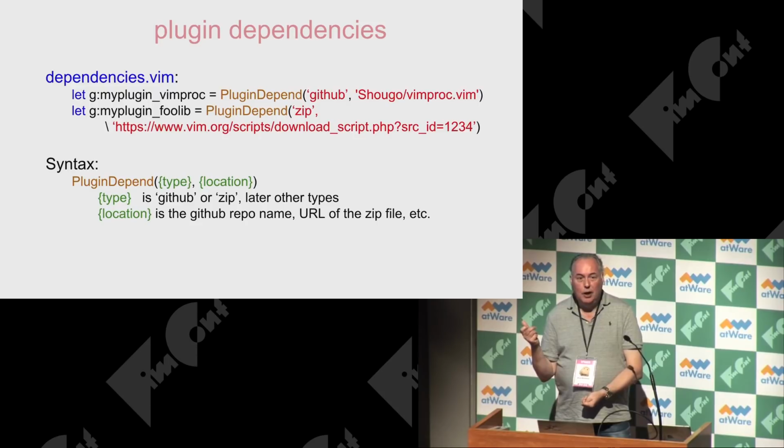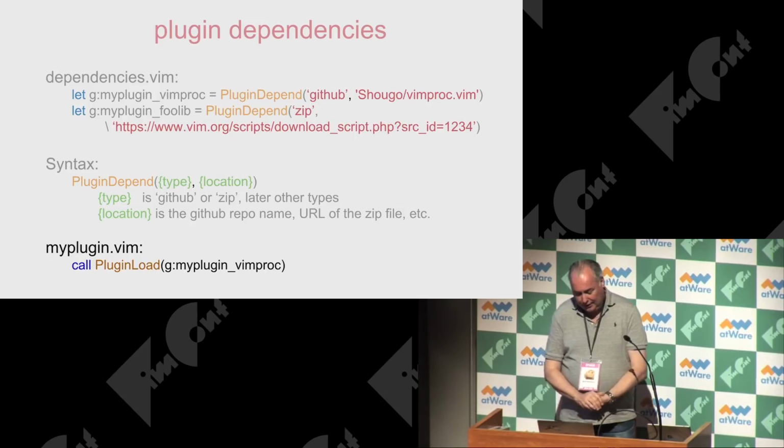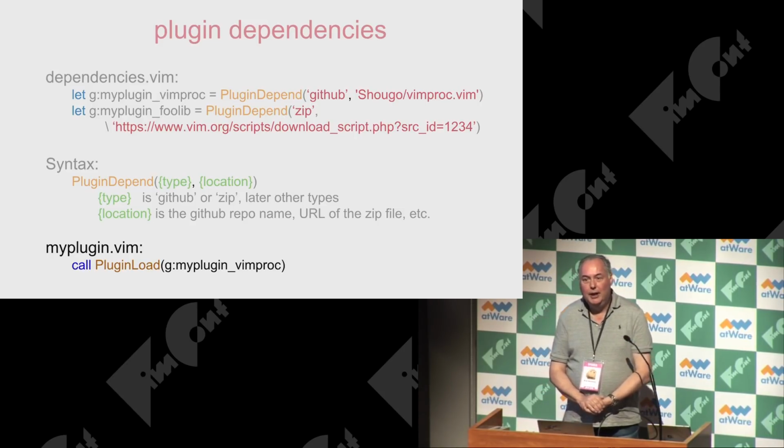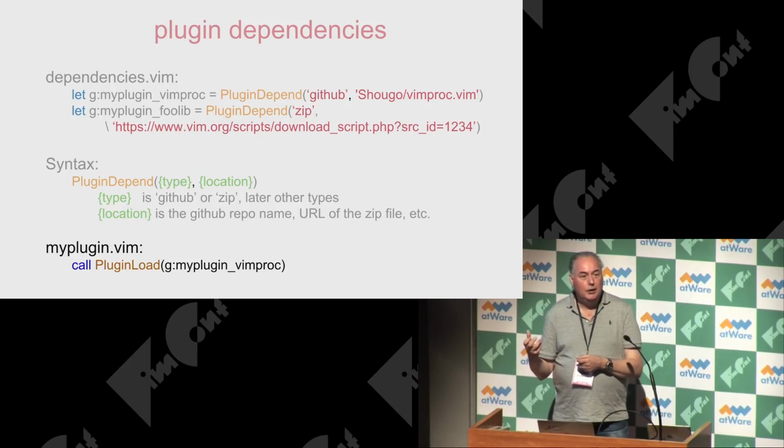The result of the plugin depend function is stored in a variable, and that variable you can later use in the plugin load function. Sorry, that's the other one. Yeah, this is the one I mean. So the plugin load actually loads the plugin. So you separate the declaration. So the plugin manager will look at the dependencies and prepare getting them, or you can update to the latest version.